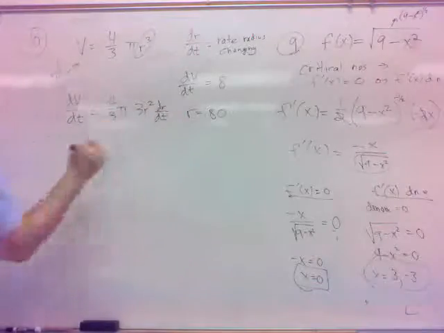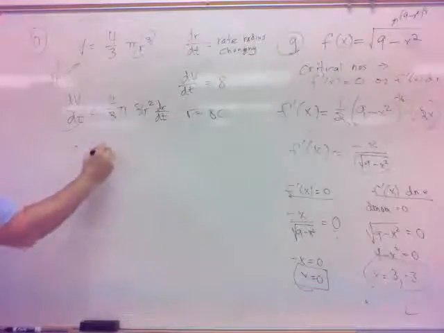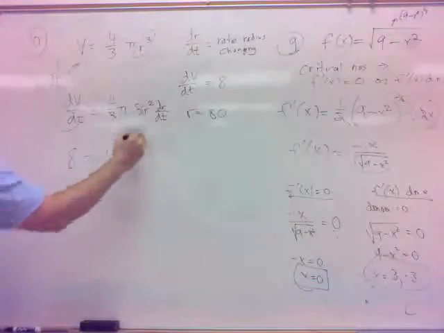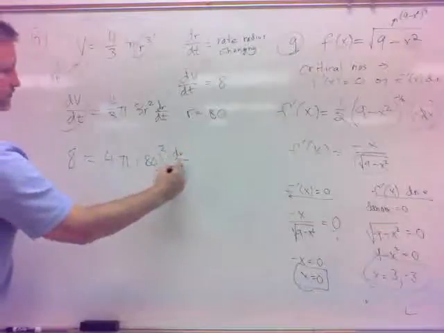Threes cancel. We got dV/dt is 8. We got 4 pi. We know the radius we want is 80. So we do 80 squared dr/dt. Plug those in, right?